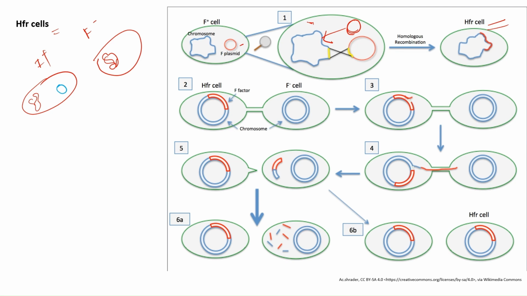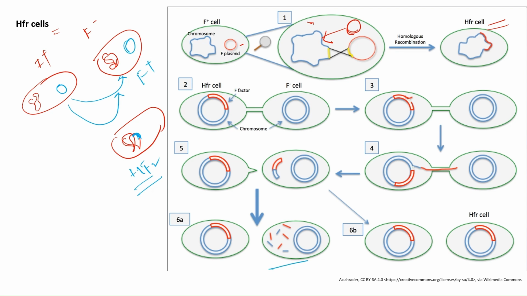When F plus cell donates its F plasmid to F minus cell, the plasmid will enter inside the F minus cell and will remain present as extra chromosomal DNA. So now this F minus cell also became F plus cell. But sometimes when it donates this DNA to F minus cell, the F plasmid gets integrated inside the chromosome of the recipient cell. Now we call this cell an HFR cell. There is very less chance that this phenomenon occurs. It is a rare case when such things happen.